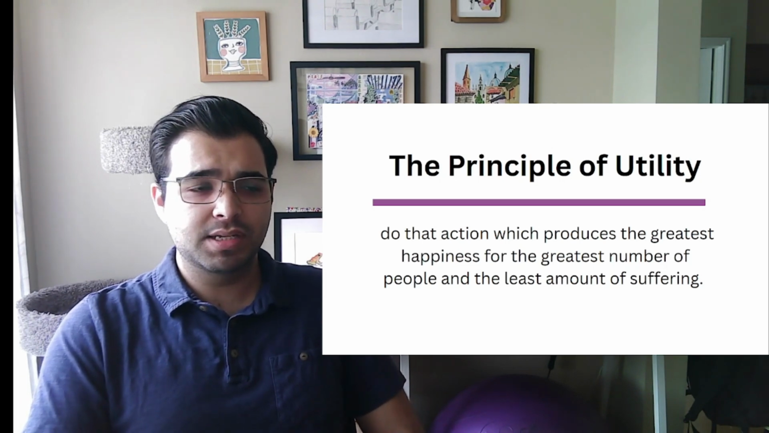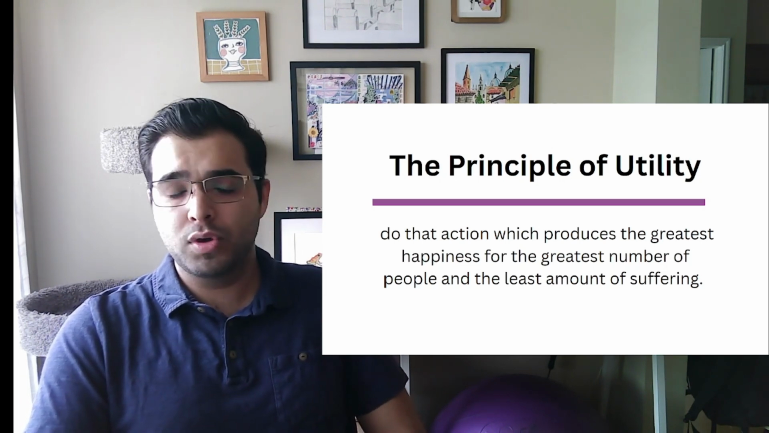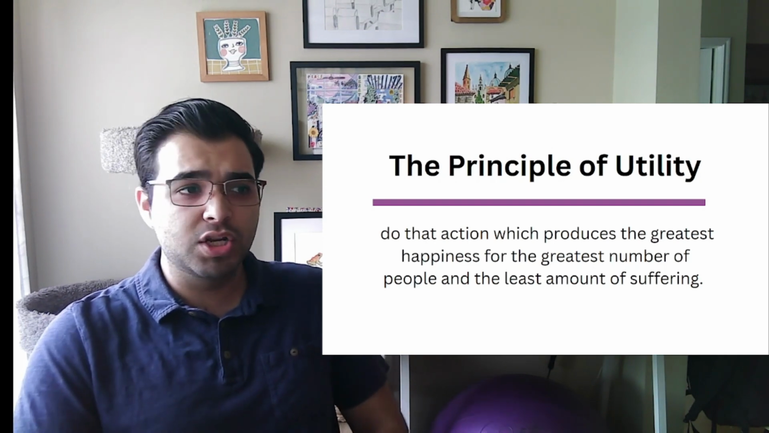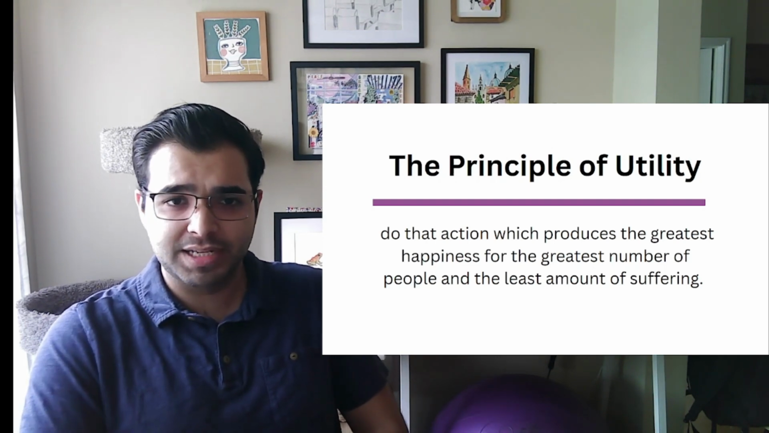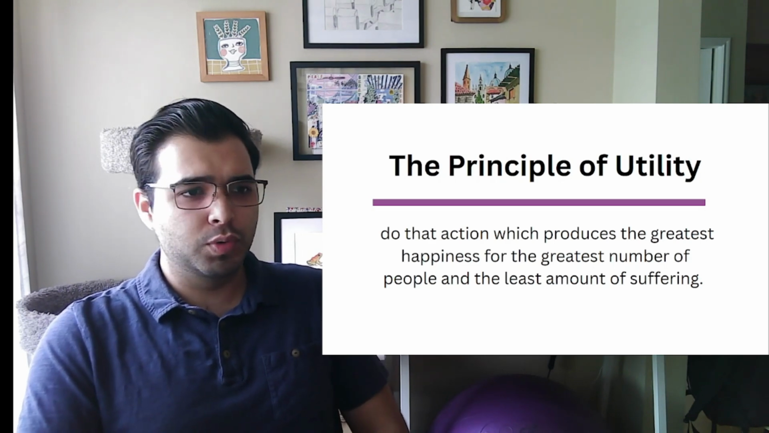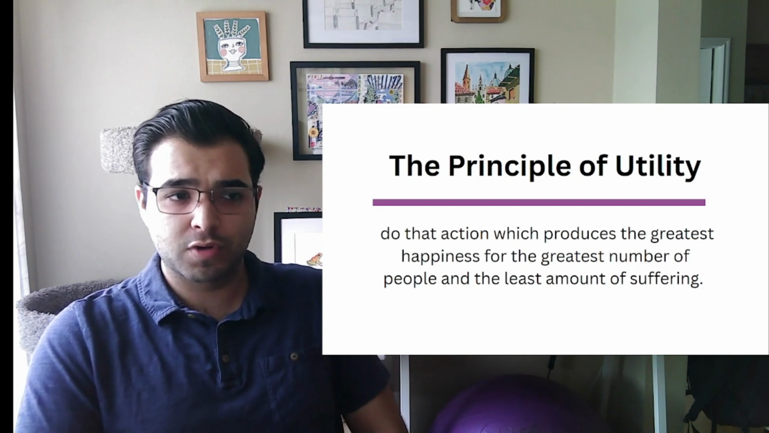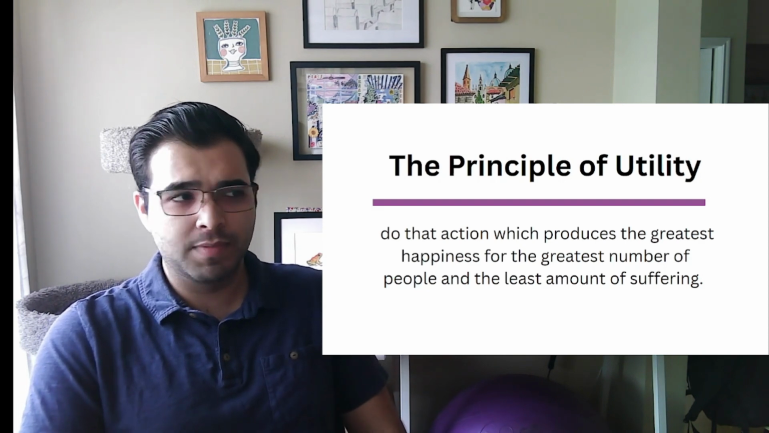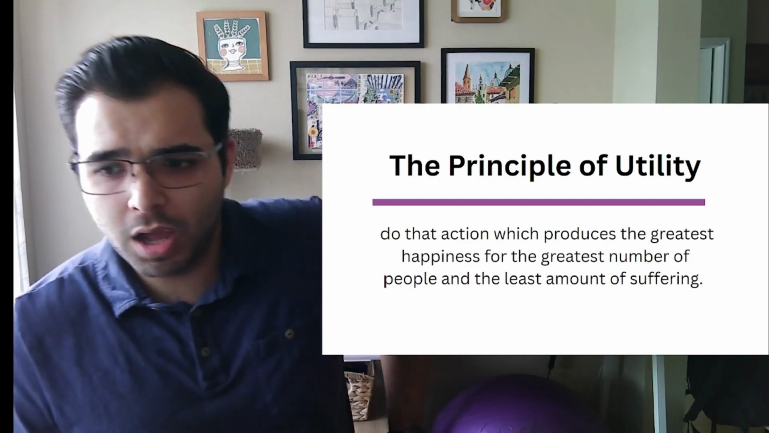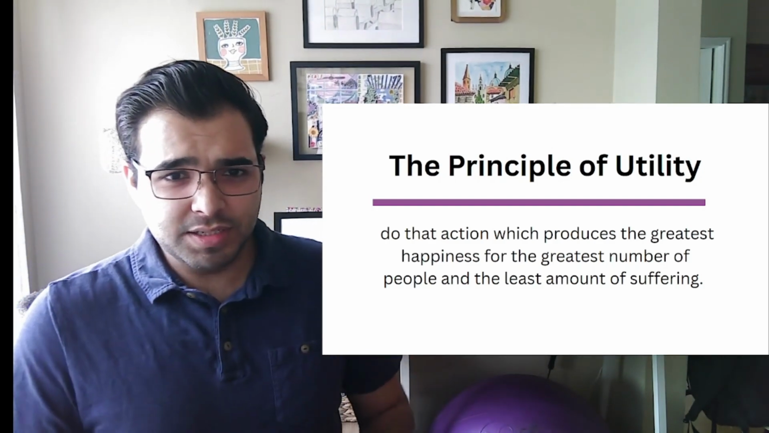So this is how you can apply this to any situation, and you can ask yourself, what action can I take in this example, or in this scenario, to produce the greatest amount of happiness for the greatest amount of people with the least amount of suffering? That is, on this theory, the right thing to do. All right, but it doesn't stop there.